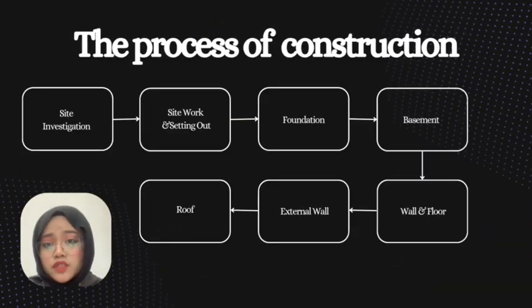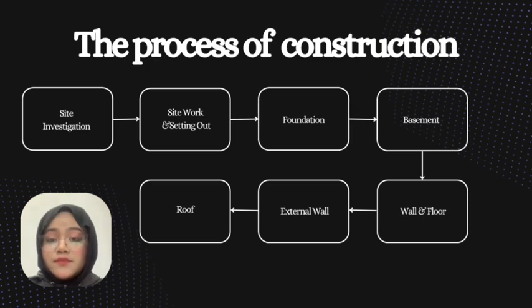And what is the process of the construction? The first one is site investigation. It is works that gather the information needed to carry out the risk assessment. The second one is site work and setting up. It is about the practice of transferring the building design onto the land itself so that the workers can follow it during construction. The third one is foundation. The foundation of a building or civil structure is the element that connects to the ground.